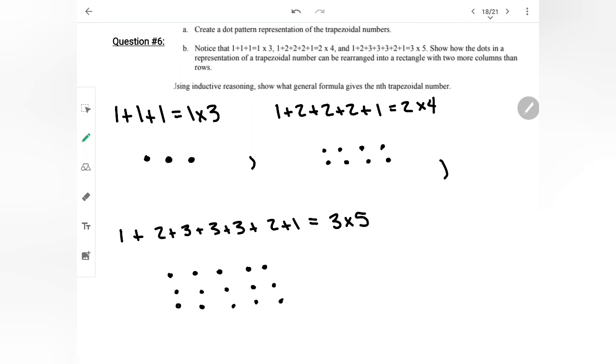Now, for this next problem, this is a little messy. I tried to incorporate the question. It actually didn't pop up for my first recording. The question says, create a dot pattern representation of the trapezoidal numbers. Notice that 1 plus 1 plus 1 is equivalent to 1 times 3, and so on.